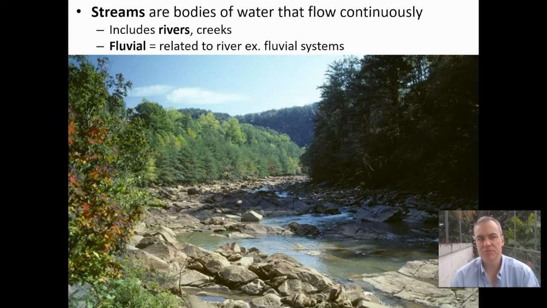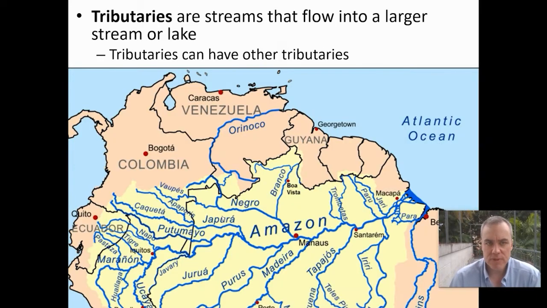Anything related to streams, to water flowing continuously, we call that fluvial. Fluvial is really related to rivers. Okay, so if you see like fluvial science or fluvial systems, it's a fancy word for rivers and streams. Streams can have tributaries. Tributaries are streams that flow into larger streams or lakes, right? So you have a stream flowing into another stream, like branches, right? So, and then tributaries can have tributaries.